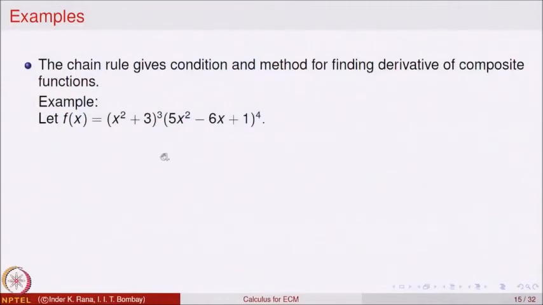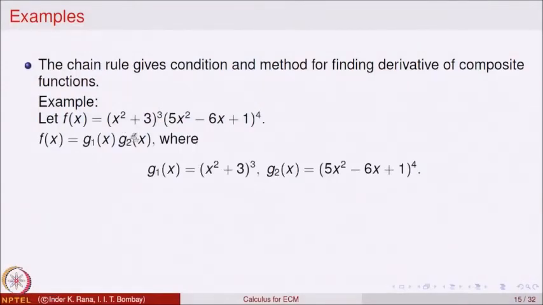So let me revise once again what we have done. We looked at, we can call this as g1 into g2 of x. This function is g1, this function is g2. So g1 of x is equal to (x square plus 3) raised to power 3. g2 of x is equal to (5x square minus 6x plus 1) raised to power 4.